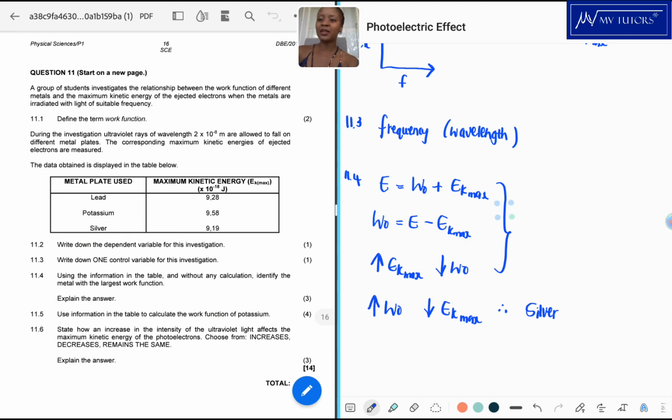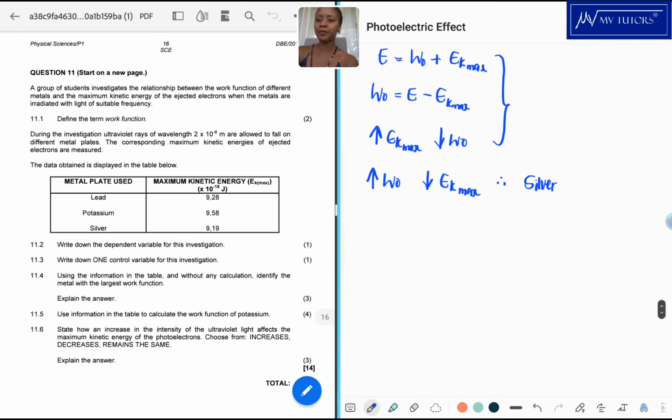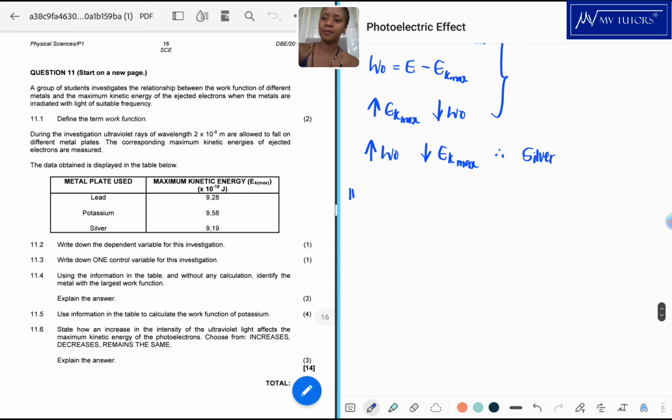And then we have 11.5. They say use the information in the table to calculate the work function of potassium. So potassium has a maximum kinetic energy of 9,58 times 10 to the power minus 18 joules. Okay, that is the maximum.